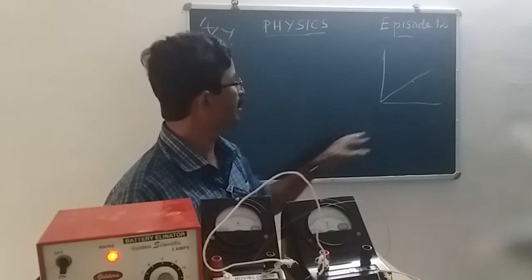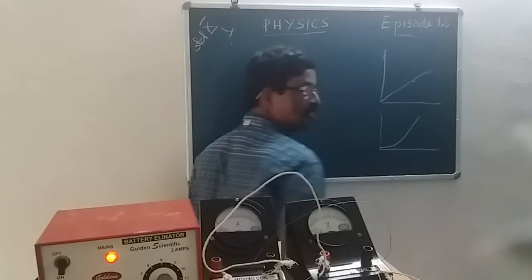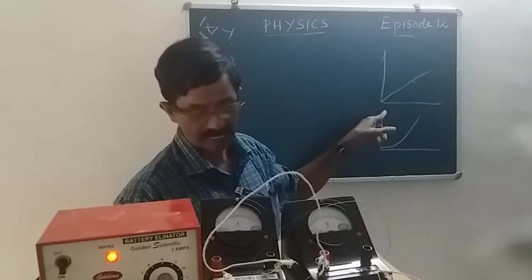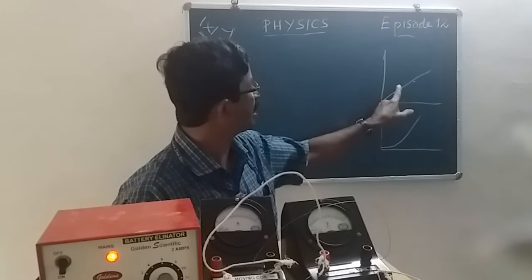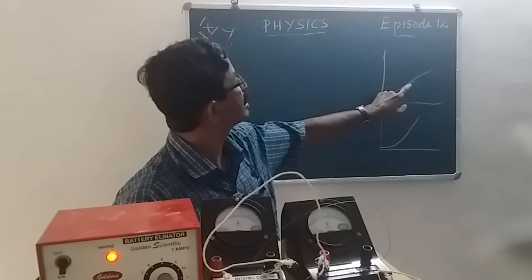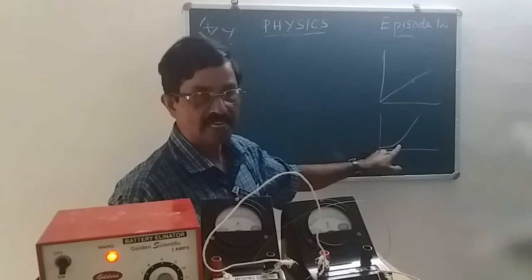If the graph is not like this, and sometimes the graph is like this, that is not an ohmic resistor, because here V by I is not constant. Here V by I is constant, so this resistor is an ohmic resistor and this is not.